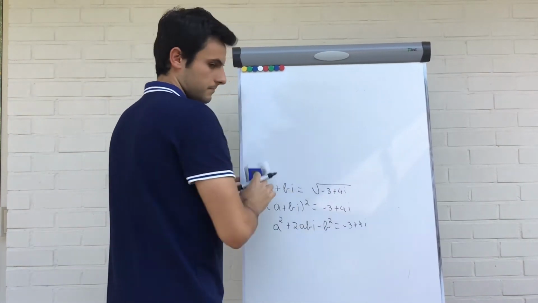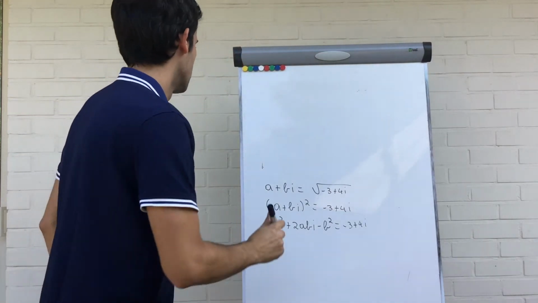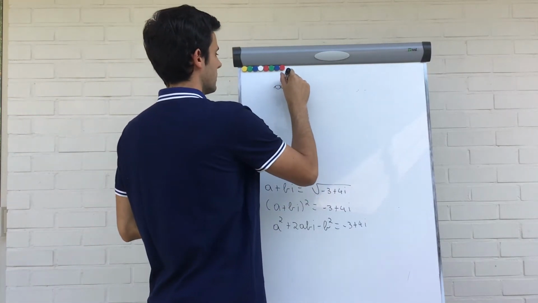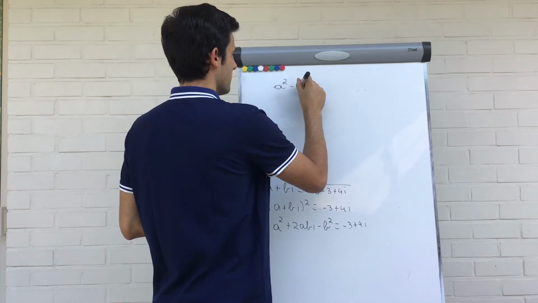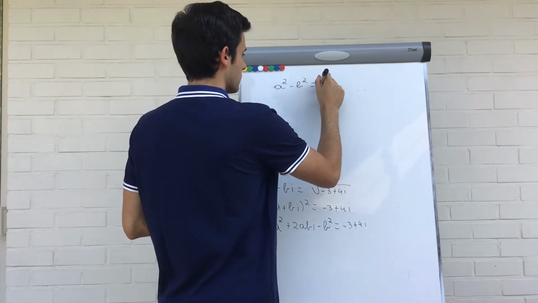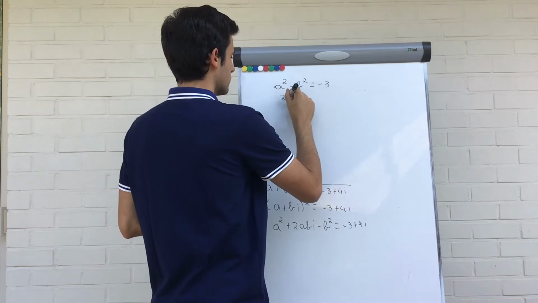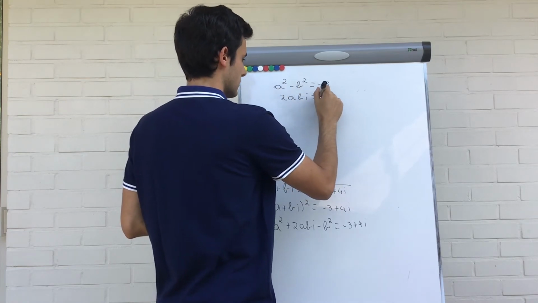So we have a system of equations. We have a^2 - b^2 = -3. And we have 2abi = 4i.